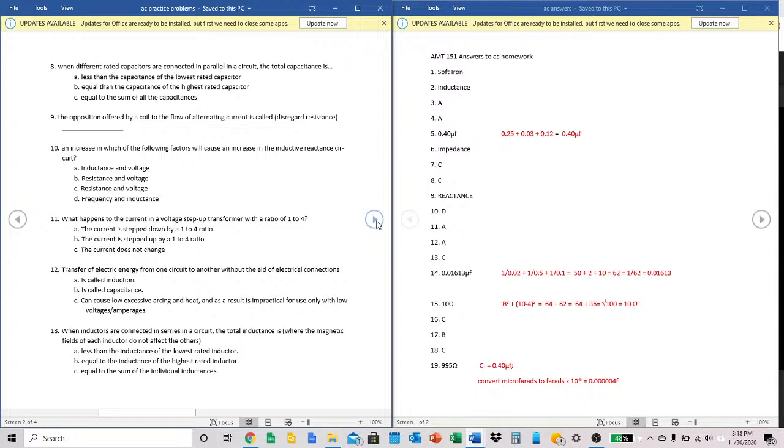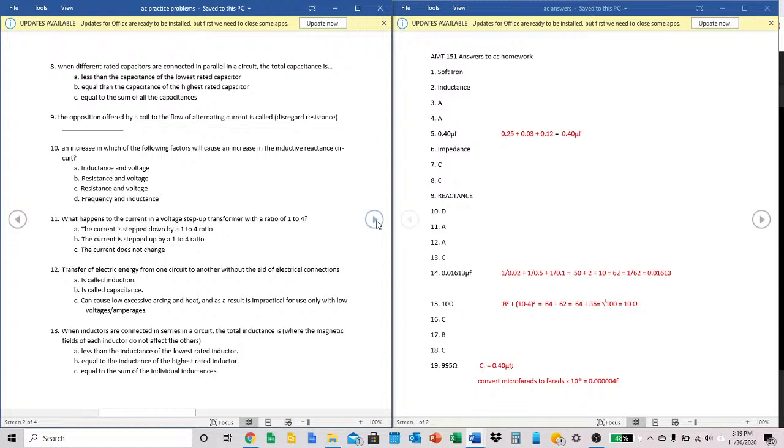Number 8, when different rated capacitors are connected in parallel in a circuit, the total capacitance is C, equal to the sum of all the capacitances. That's when capacitors are connected in parallel. Number 9, the opposition offered by a coil to the flow of alternating current is called, in this case, disregarding resistance, reactance. Number 10, an increase in which of the following factors will cause an increase in the inductive reactance circuit? The answer is D, frequency and inductance.